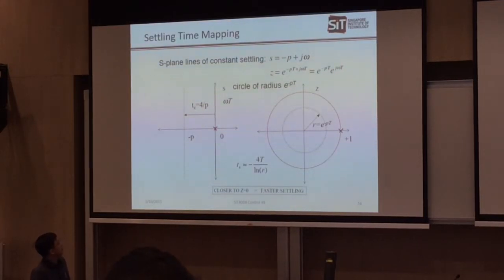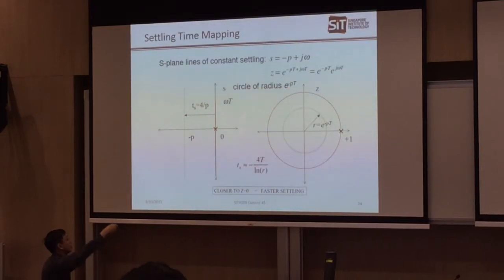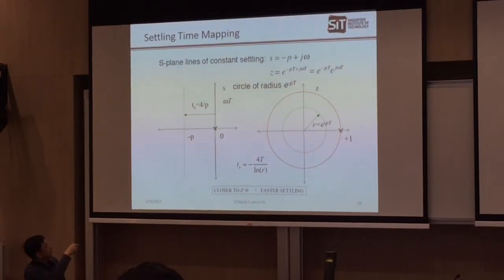And another interesting one: for the same real number, if the real part is the same but the frequencies are different, then this one will map to a certain circle inside the unit circle, if on the left hand side. Of course, if on the right hand side, it will be a certain circle outside the unit circle. And this one is talking about your settling time. Okay?